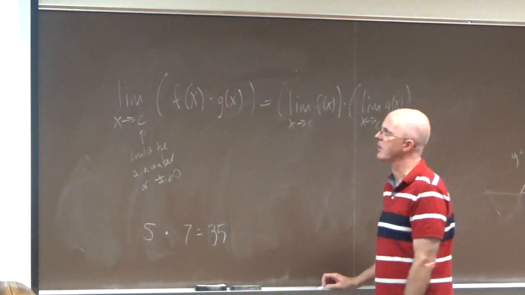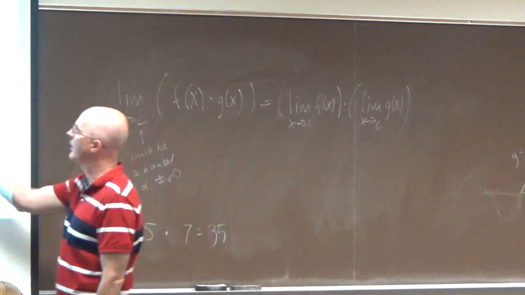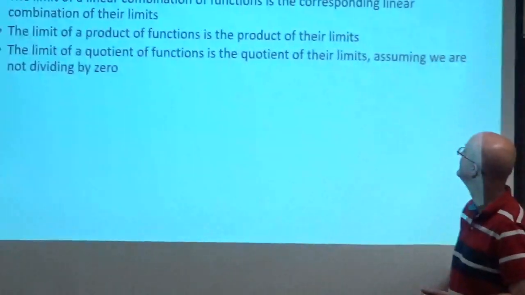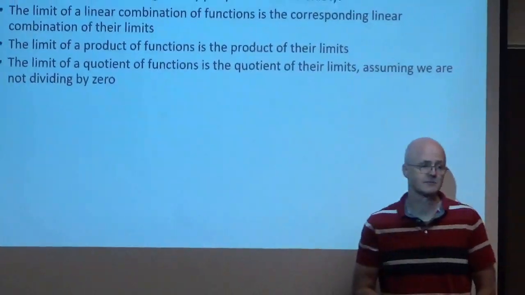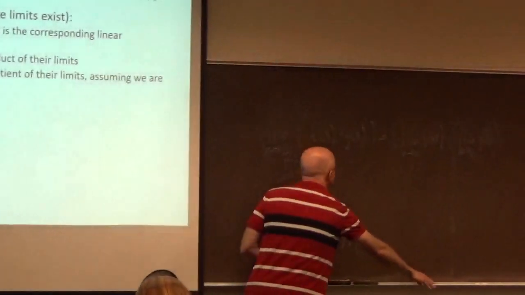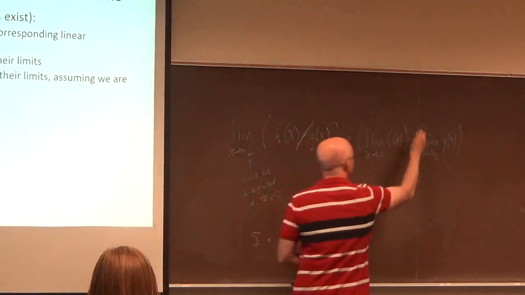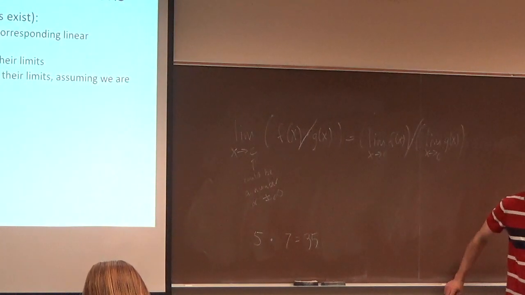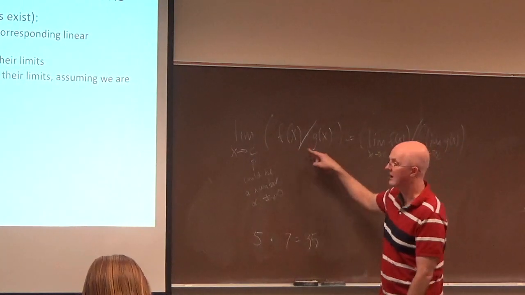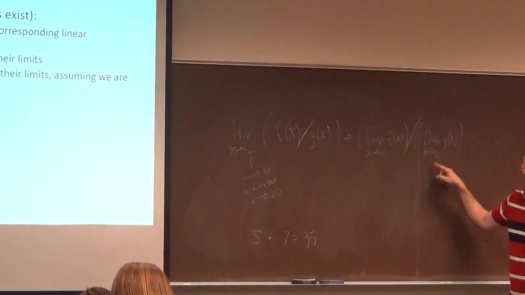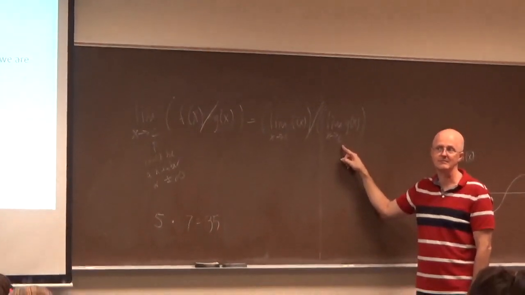And you can do the same kind of thing with the quotient. The limit of a quotient of functions is the quotient of their limits, quotient meaning fraction. Divide. Assuming we're not dividing by 0. So instead of a dot in here, I could put a slash for divide, like that. Pretend it's a fraction. This is the limit of a fraction, a quotient. This is the quotient of their limits. As long as we're not dividing by 0. As long as the limit of g is not 0. Can't divide by 0.